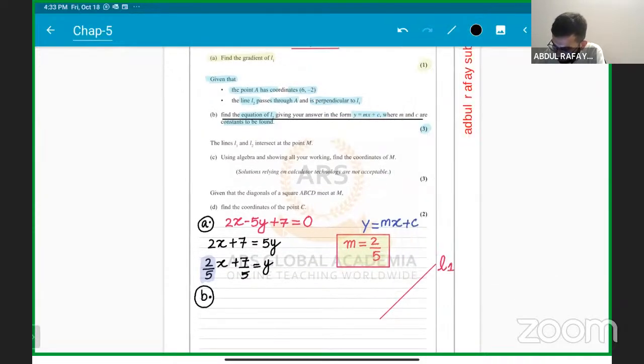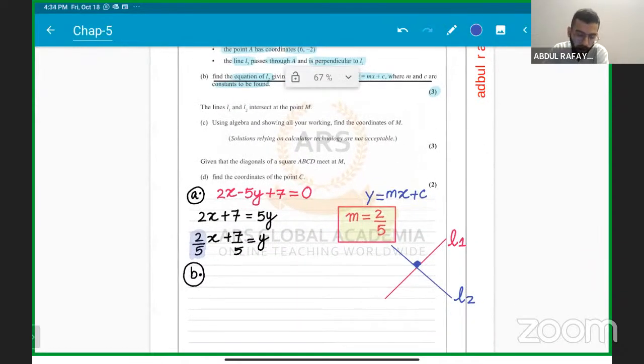So what were the properties of perpendicular that we talked about? The properties of perpendicular are very simple. It will make a 90-degree angle wherever they are cutting. It's a 90-degree and the gradient is also changed. So line 2 will have a different gradient and it will be changed as well.